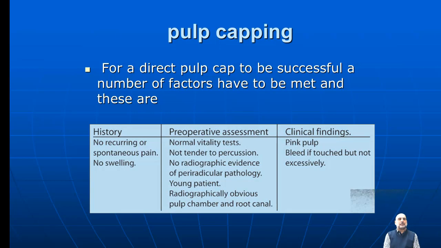Clinical findings: pink color, pink pulp. Pink, not red. Pink indicates the pulp is normal, while red indicates inflammation. Bleeding if touched, but not excessive, because excessive bleeding indicates inflammation. This sign may be beneficial in treatment of a vital pulp during the procedure.